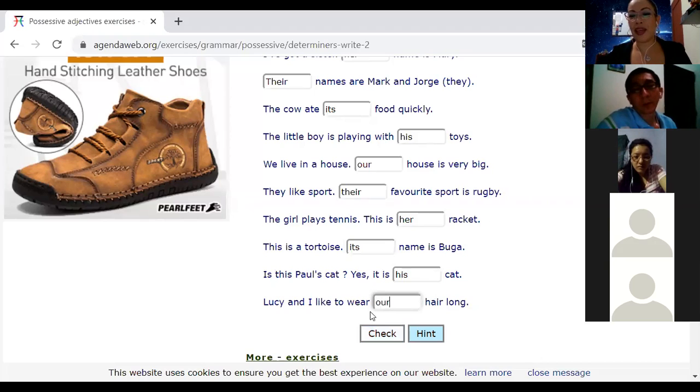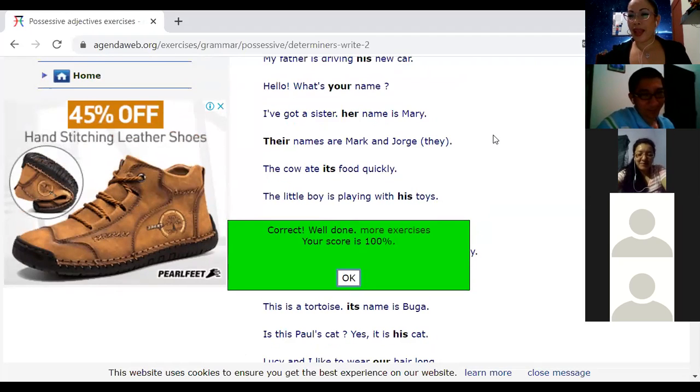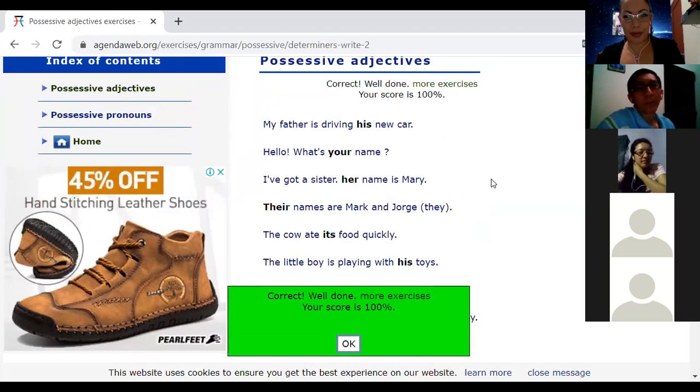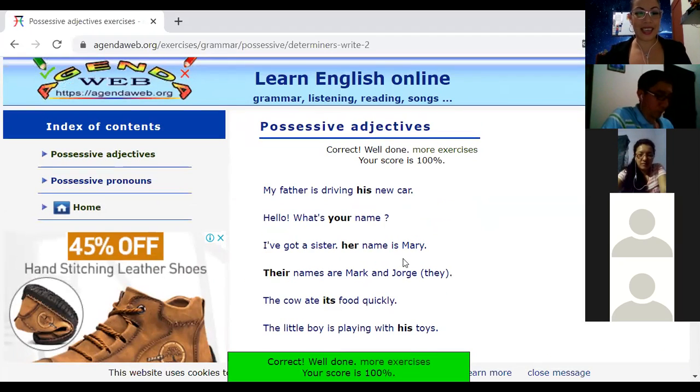Vamos a ver cómo les fue. Le damos aquí donde dice check. Ok. En grupo les fue bien. It says 100%. Ahora, si tienen su celular por ahí, van a hacer el segundo link ustedes solos. Y me dicen cuánto se sacaron voluntariamente. Ahí pueden hacer clic en el segundo enlace que les mandé para revisar el otro ejercicio. Y ahí me dicen cómo les fue.